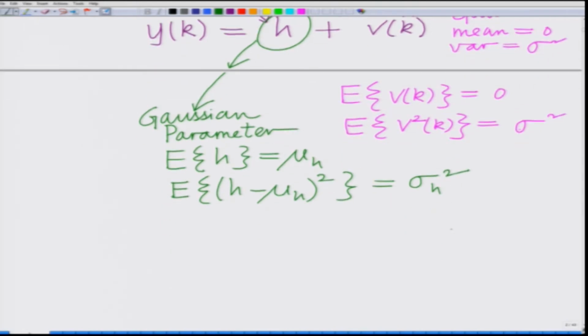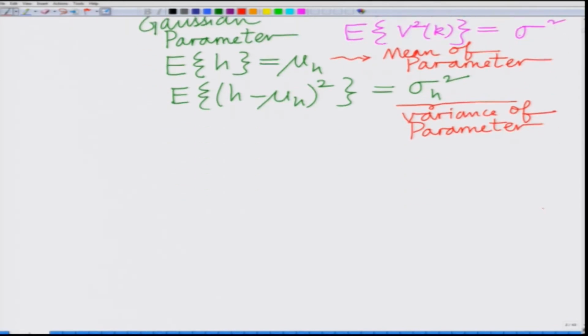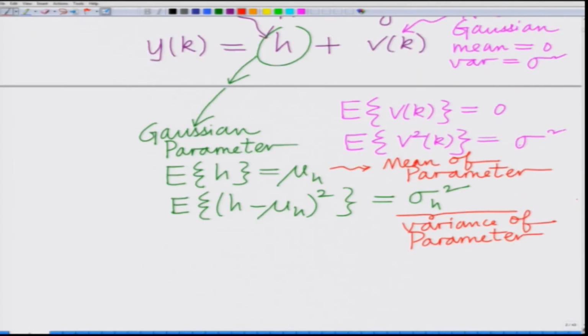So mu h is the mean of the parameter, and sigma h square is the variance of the parameter. Now what we have done is we have modeled a single measurement, this yk, which is your measurement.